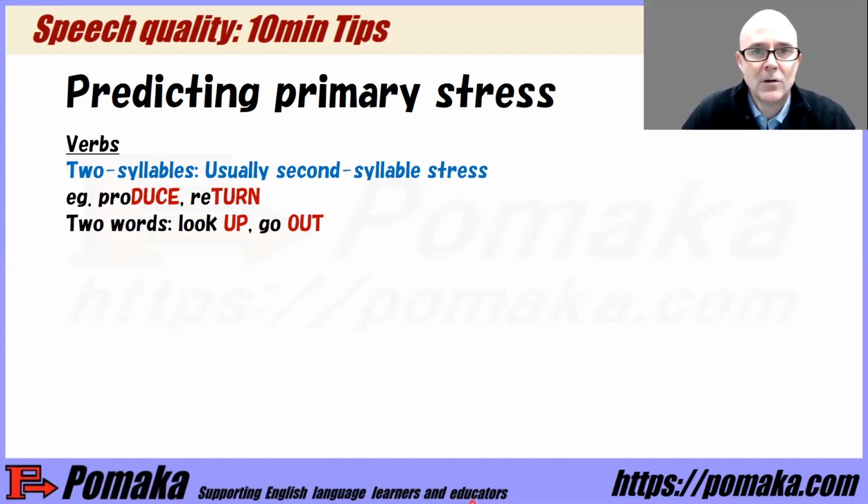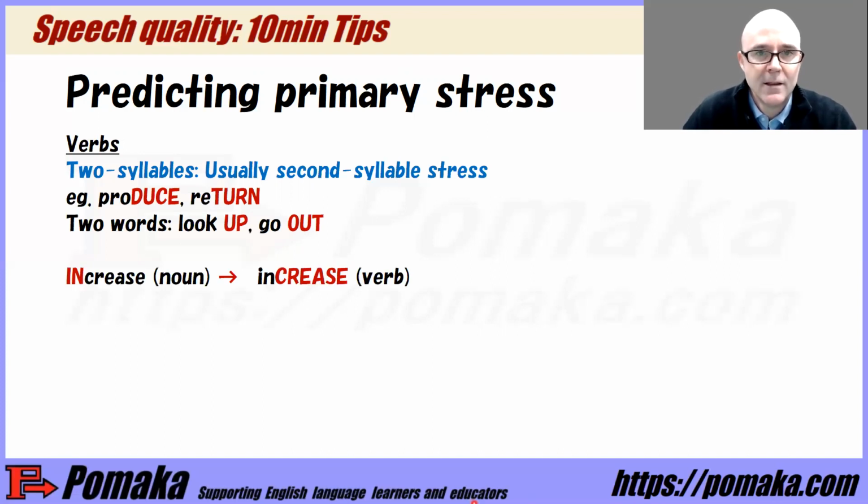One pattern we sometimes find with two-syllable words is that with the primary stress changing, the meaning stays the same, but it changes from a noun to a verb. For example, increase, which is a noun, and increase, which is a verb.